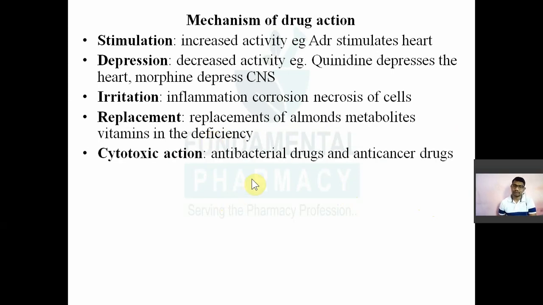Then a drug may exert action on the cell and kill the cell. So that is cytotoxic action. Cytotoxic means those drugs which are used to kill the cell. That cell may be a cancerous cell or a foreign bacterial cell. Most antibacterial drugs and anti-cancer drugs exert their action by cytotoxic action. Cyto means cell, toxic means cidal or killing. So cytotoxic action means those drugs which will kill the cancer cell or the cell of a foreign microorganism, bacteria, virus or fungi.